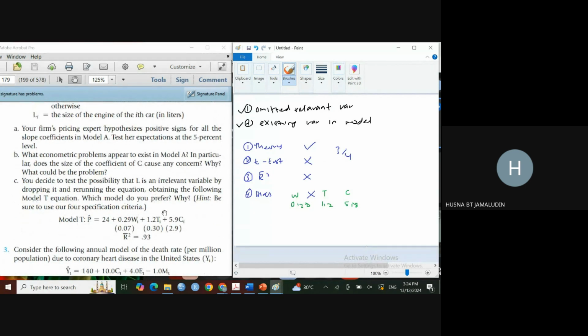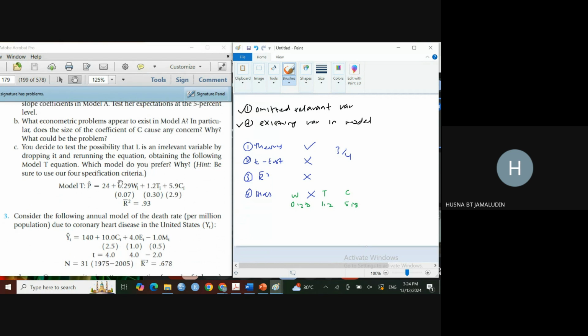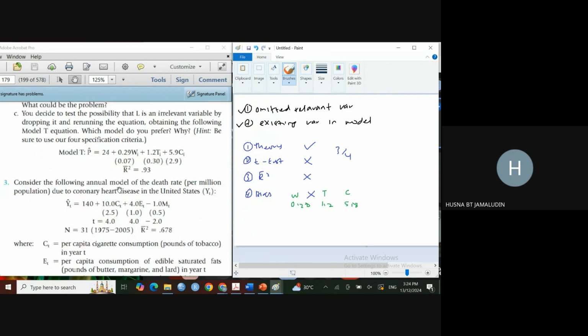The answer for C. Okay, so basically you have to remember these 4 specification criteria. Number 3, this is number 3. This is a different question. Okay, so far so good?